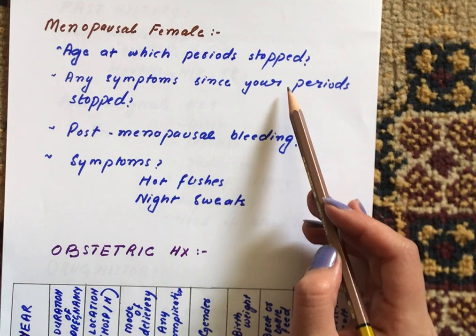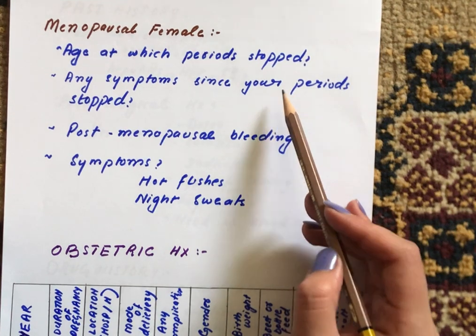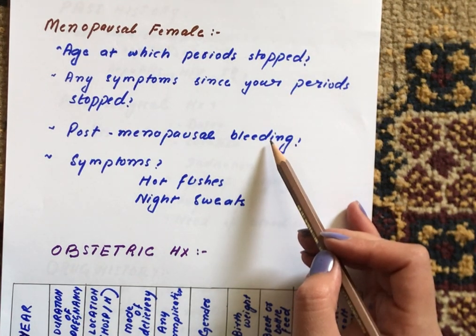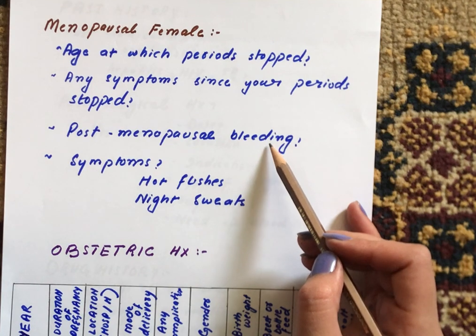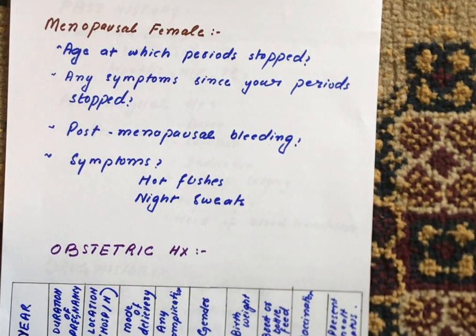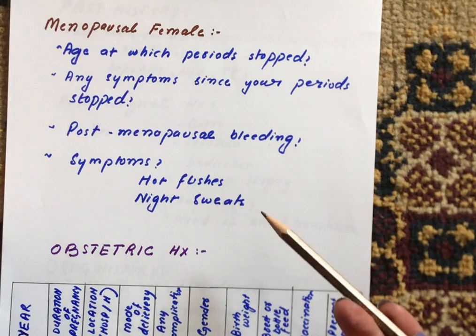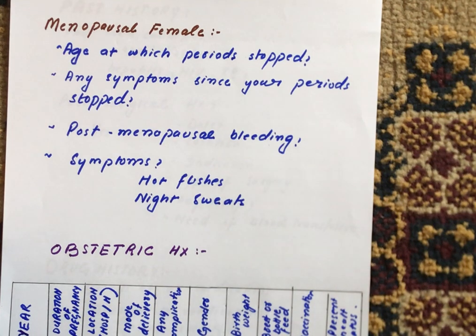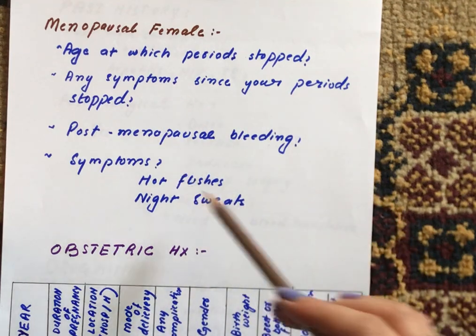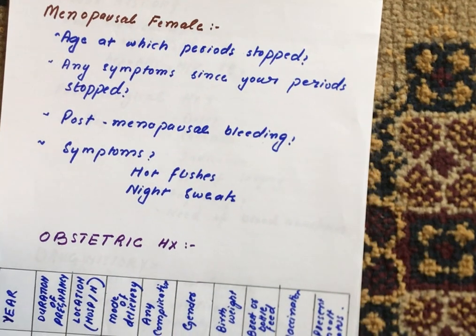Have you experienced any symptoms since your periods have stopped? Have you noticed postmenopausal bleeding? Did she notice any symptoms that can be hot flashes, night sweats, vaginal dryness? And this should be asked from postmenopausal females only.